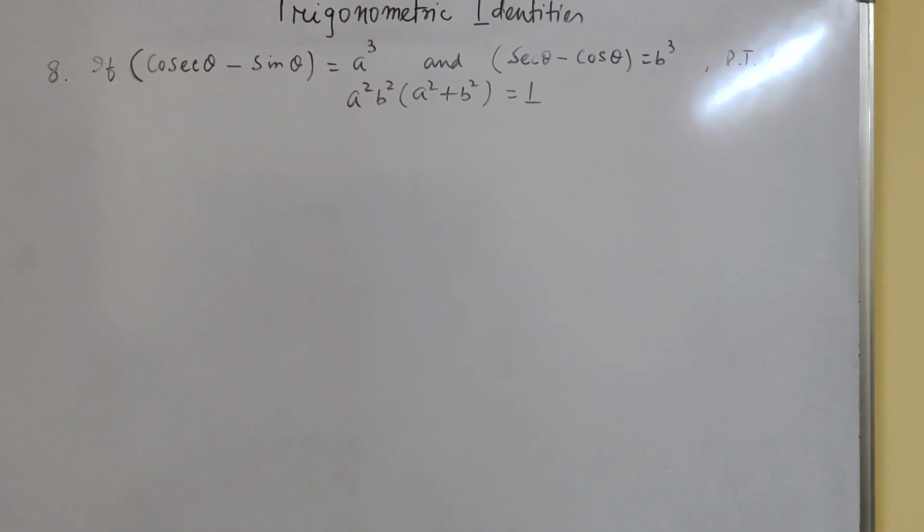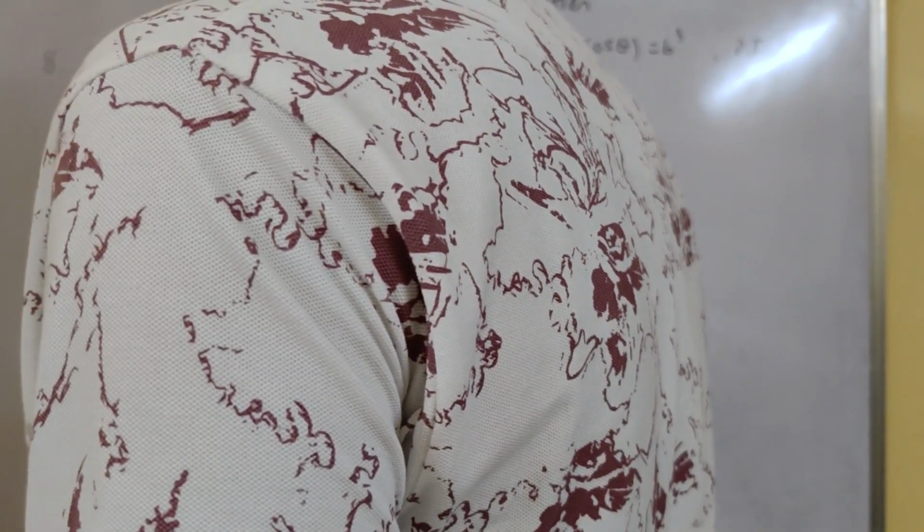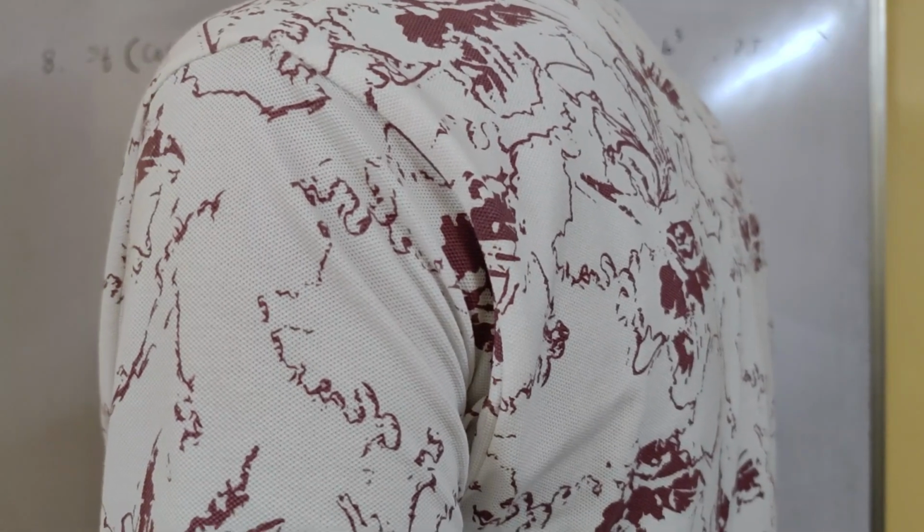Now the next problem. Cosec theta minus sin theta is equal to a cube, and sec theta minus cos theta is equal to b cube. Then prove that a square b square into (a square plus b square) is equal to 1. So from the given, that is cosec theta minus sin theta is equal to a cube.